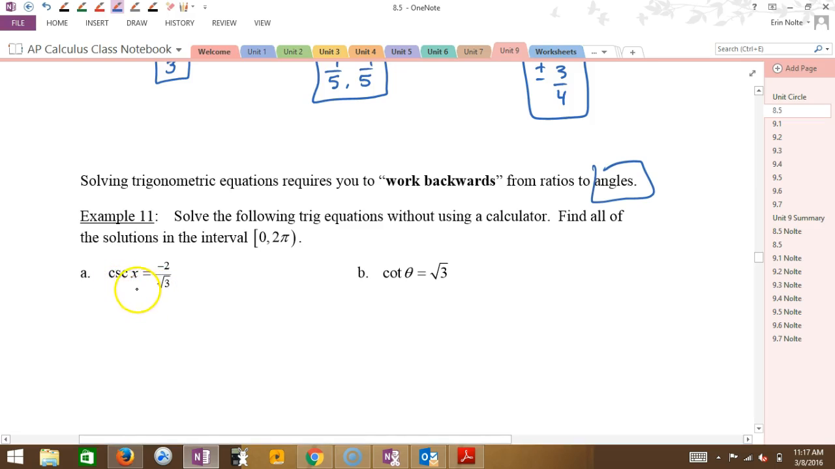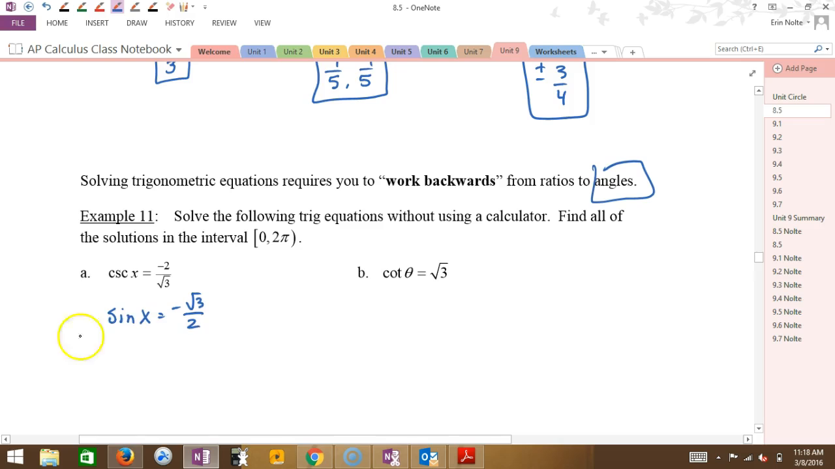The first thing that I'm going to do is convert it into either a sine or cosine if that's possible. We can work with tangent and cotangent because those are y over x's, but we're going to use the unit circle to think about this. The reciprocal of cosecant is sine, so I can say that this ratio is the same as sine of x equals negative square root of 3 over 2.